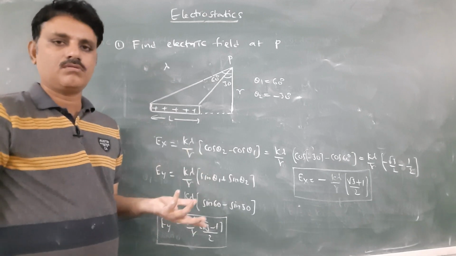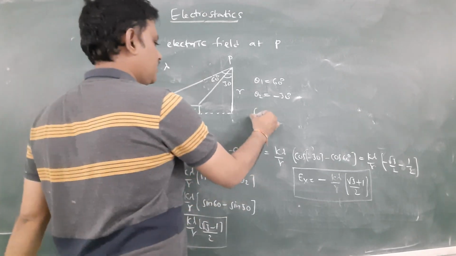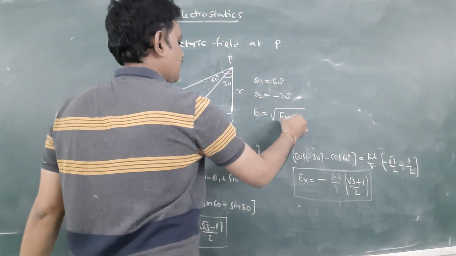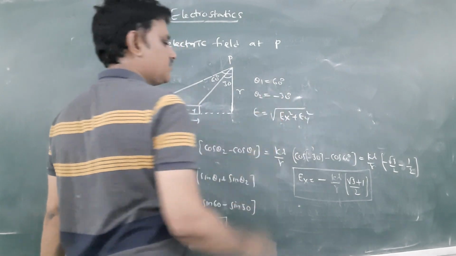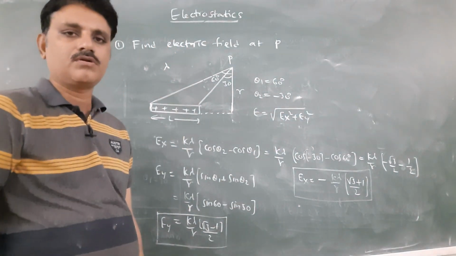So if you got Ex and Ey, what is E? E is equal to root of Ex square plus Ey square. That is the result. Okay students.